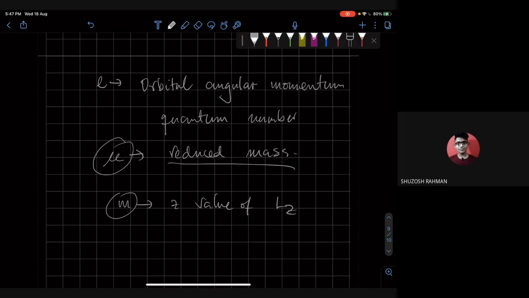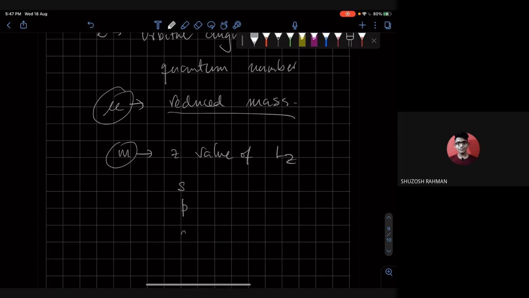So in chemistry, they have a notation called SPDF. Are you guys familiar with this? This is like 0, this is, I think, 1, this is 2, this is 3. I think these are the values of L. Anyway, we are not going to use that.